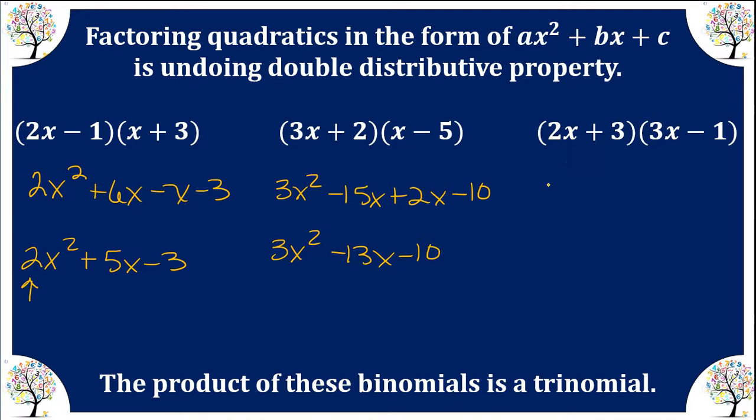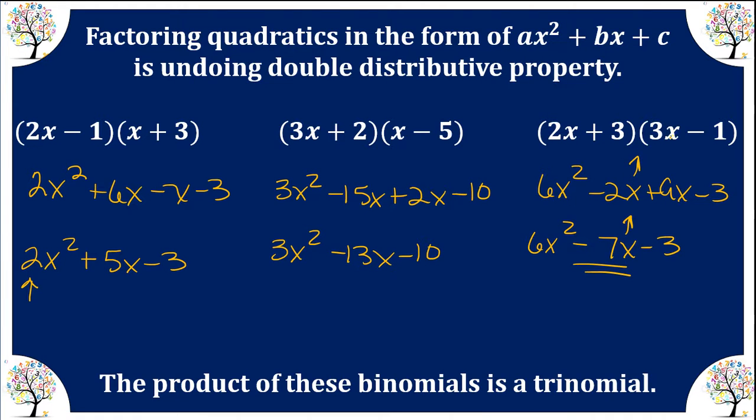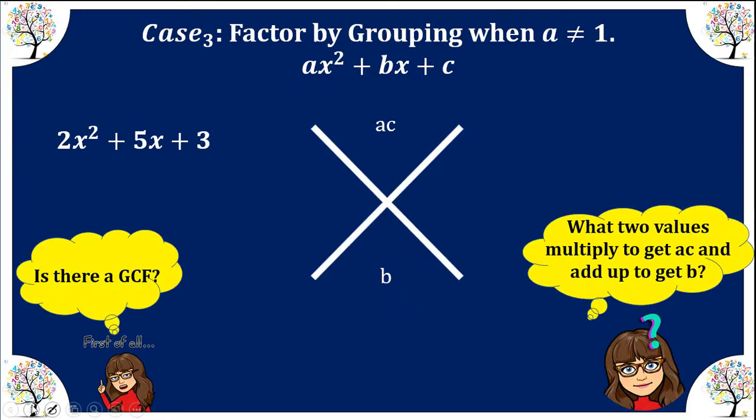And in our last example, we have 6x squared minus 2x plus 9x minus 3. We have our 4 terms. And now when we combine to have a trinomial, we have our 3 terms. So again, we're going to be working backward, splitting the middle term to create 4 terms in order to find the 2 binomial factors. So again, the process is the same.